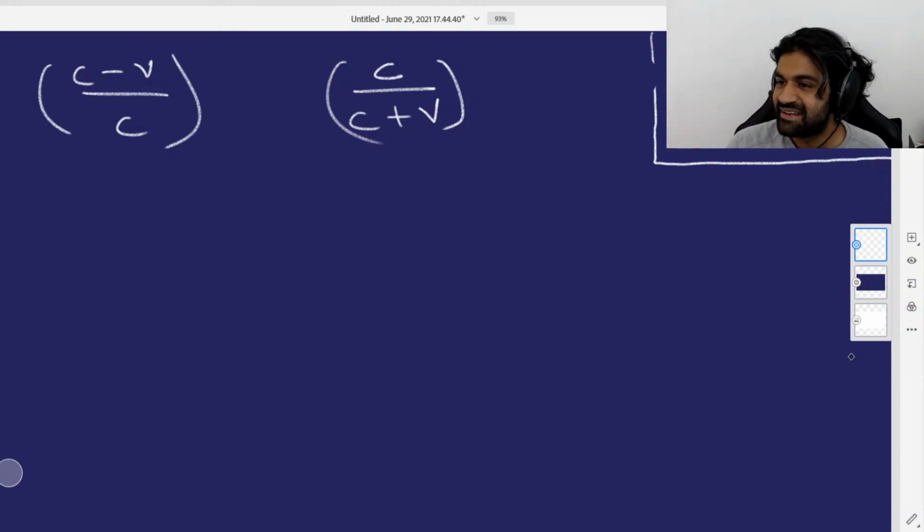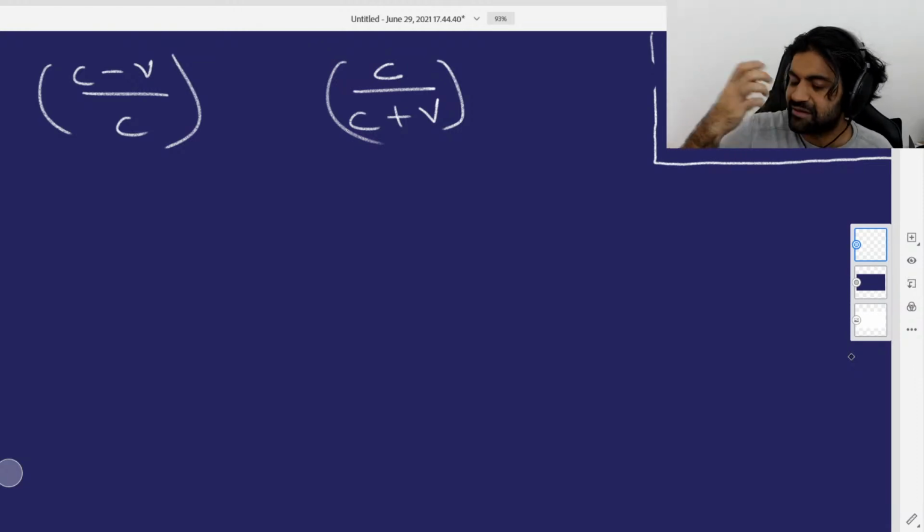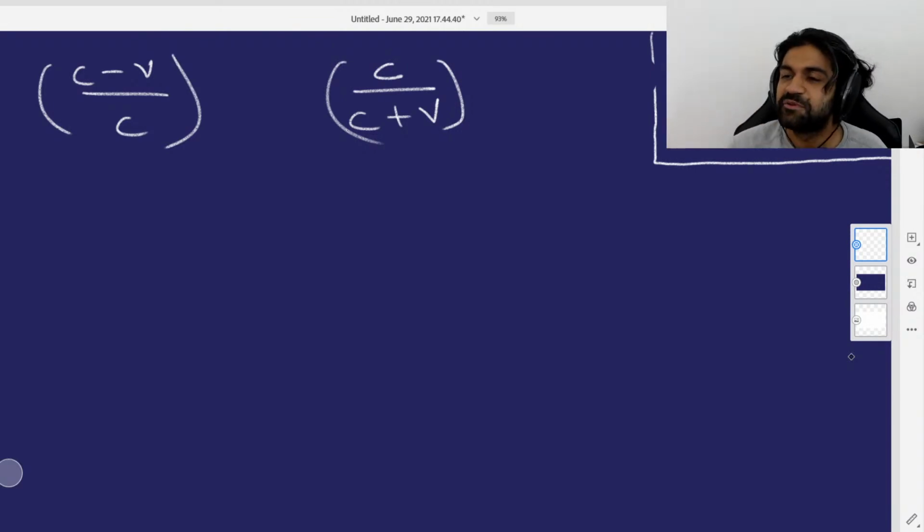And yes, John, you're correct. The factors are very close if v is a lot smaller than c. But you can explain the difference between these two using a medium.